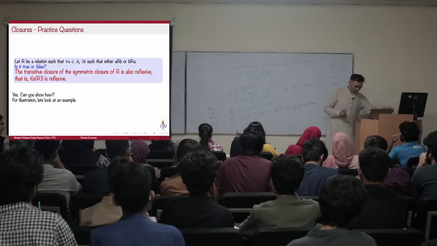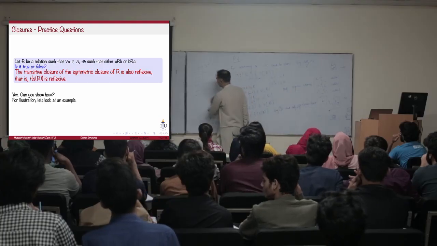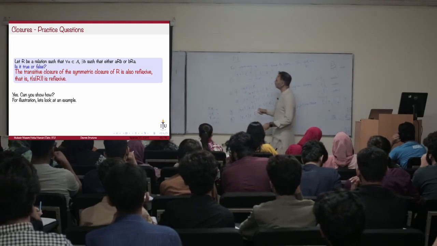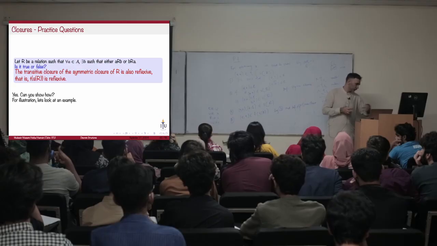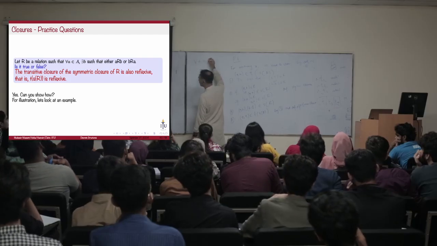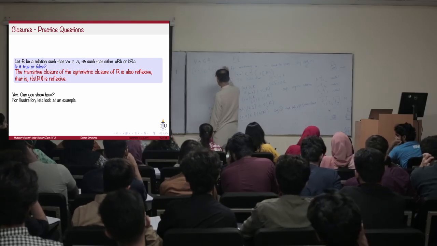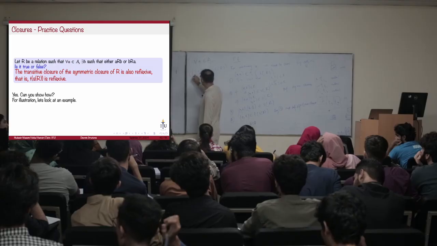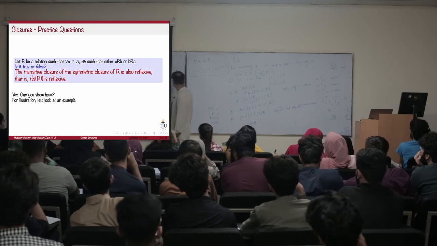Remember the definition. This is what we have to prove. The statement says that for all A in the set A, (A, A) should be in the transitive closure of the symmetric closure of R. This is my goal. That is my premise. The red part is the premise, and this is my goal, which I have to prove.